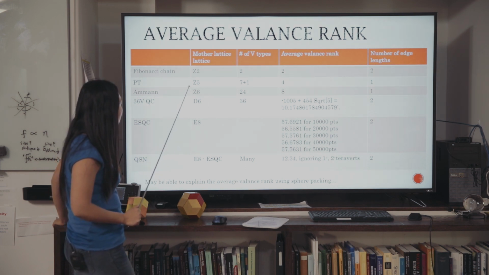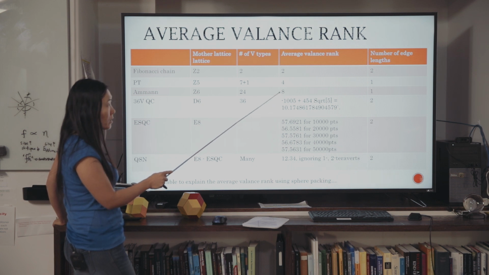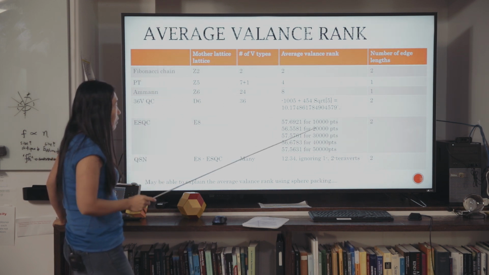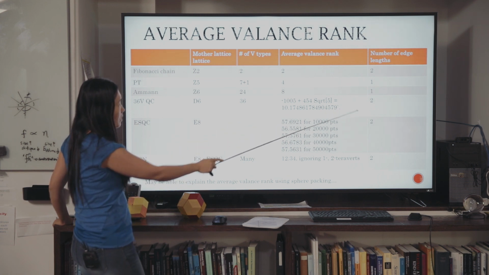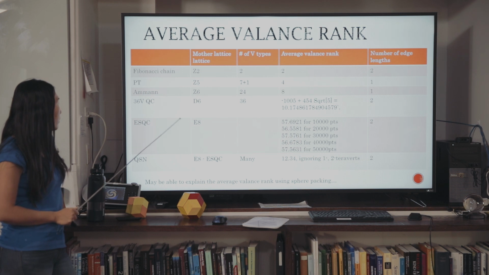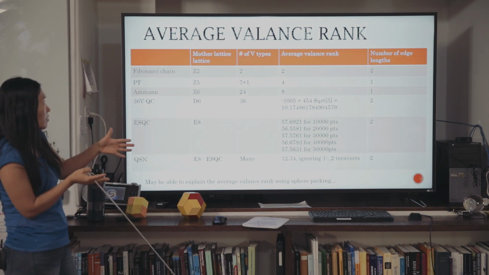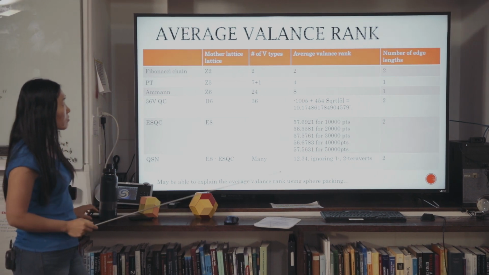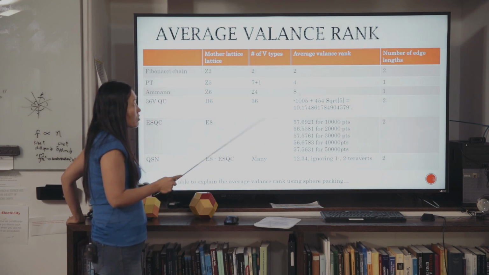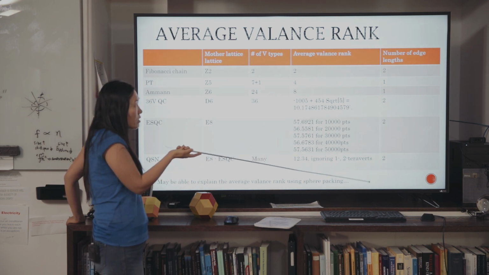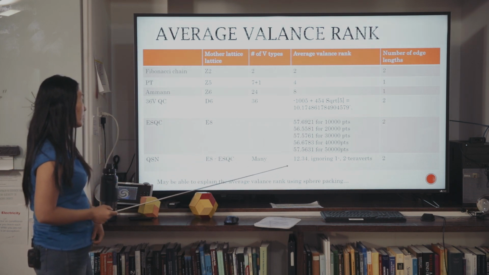And then in Ammann-Beenker tiling, the modulus is Z6, and there are 24 vertex types. The average valence rank is 8. I calculated this using other people's numbers for each vertex type, the coordination number and its frequency. And it also has only 1 edge length. So for the 36 vertex type QC, it's projected from D6. Because you can project D6, you can have different quasicrystals, and there is a specific one that has 36 vertex types. Unfortunately, I calculated the average valence rank to be an irrational number. Although it's golden ratio related, it's a weird-looking number. But anyone can feel free to verify it.